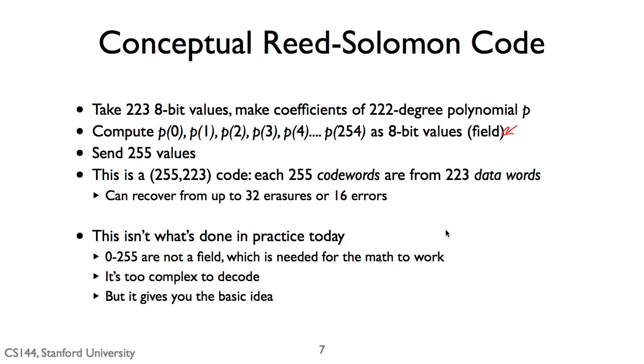So as I said before, this isn't exactly what's done in practice for a bunch of reasons. These values have to be in a concept called a field. It turns out that this exact scheme is actually pretty expensive to decode. You have to consider all possible parameters and do an interpolation. But it's giving you the basic idea. The more modern ones are a bit more complex, but the basic idea holds of using the original data as coefficients on a polynomial, computing points along that polynomial, and then sending those points.